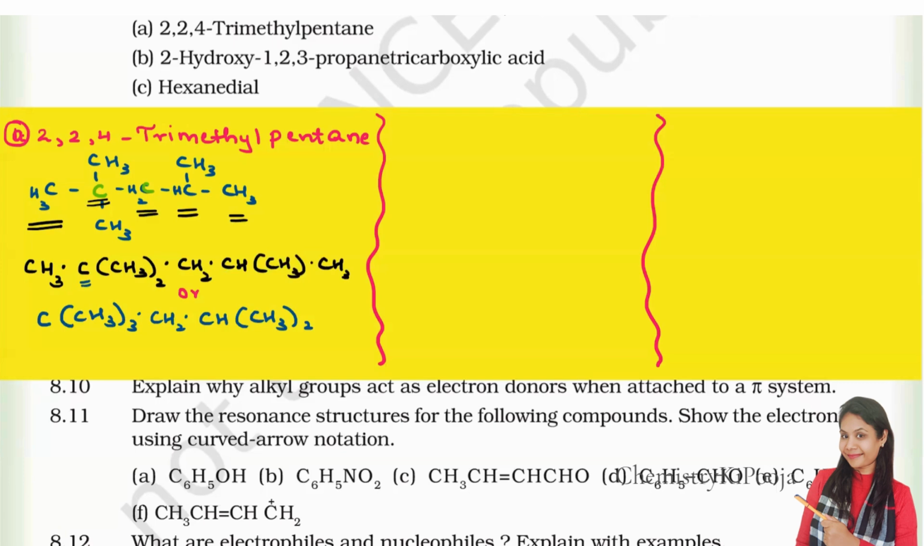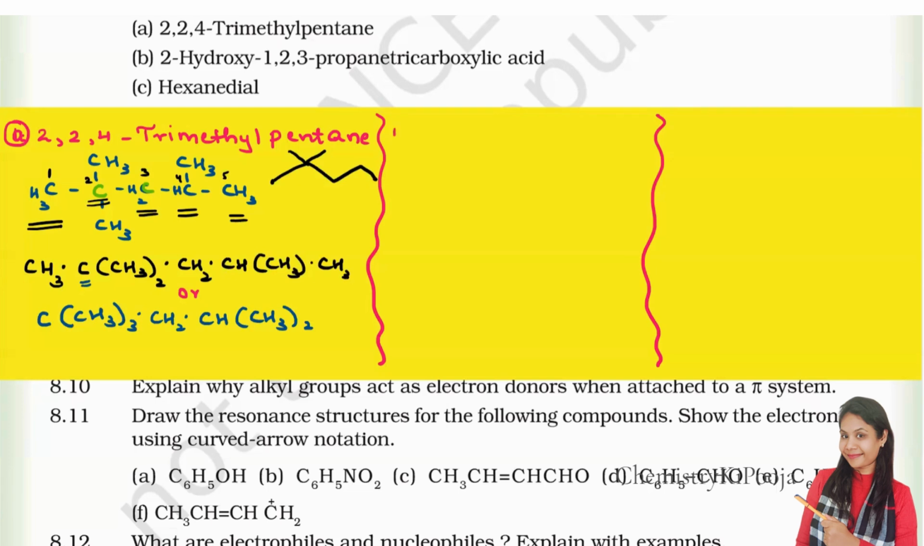Now let us quickly write down the bond line structure. How are we going to proceed with the bond line structure? Let us start with this carbon. This is 1, 2, 3, 4 and 5. So 1, 2, 3, 4 and 5. And on the second position, I have a 2-methyl group, so like this I am going to draw. Okay. You can also write down one on top and one below. Okay. So both are correct. So this is the bond line formula.